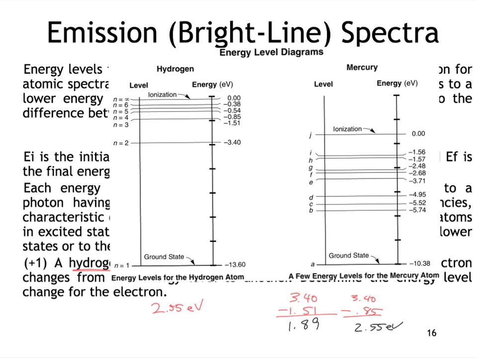So what that really means is that in order to release a 2.55 electron volt photon, the electron must be moving between this energy level and this one. So it must be moving from, sort of hard to read, but it looks like it's coming from N3. I'll try that again. It looks like it's coming from N4 to N2. And there you have it. In order to release a 2.55 electron volt photon, the electron must move from N4 to N2.